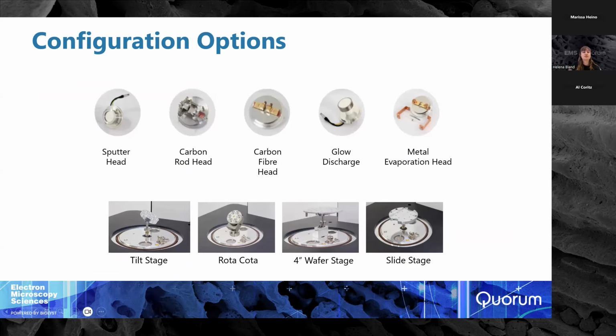As standard, these instruments can either be just evaporation systems, just sputter coating systems, or both. If it's a system that's both, it will automatically come with a sputter head as well as a carbon rod head. And then there are options for having different kinds of inserts. Even though we do recommend carbon rod evaporation for higher magnification imaging, you can still use the carbon fiber head with this system. If certain users prefer to just use it for more general coatings, you can get a carbon fiber head. In addition, we can have a glow discharge head for both cleaning as well as surface modification. And finally, a metal evaporation head.